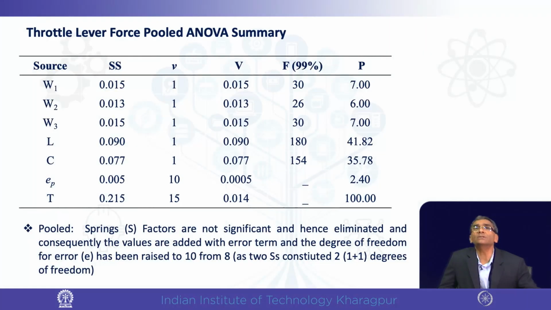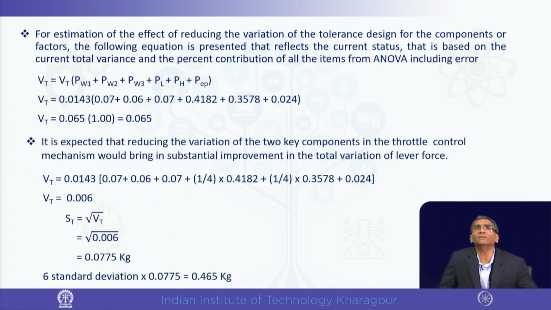For the lever it is 0.4182. So, 1/4 of 0.4182. Similarly, for the casing it is 1/4 into 0.3578, and the 2.4, the error is expressed here, because we are removing that percentage thing here. So, it is 0.024, and from this we find that the value of V t is equal to 0.006. Taking a square root of that would give us a standard deviation, which is 0.0775 kg.